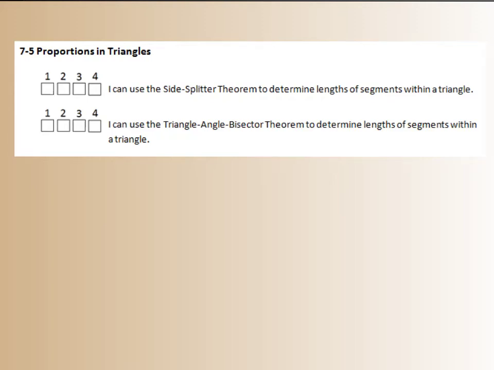This is the video lesson for section 7.5, which is called Proportions in Triangles. So we have two objectives here. The first one is talking about the Sidesplitter Theorem, and the second one is talking about the triangle angle bisector theorem. And we're going to use each of these to determine lengths of segments within a given triangle.